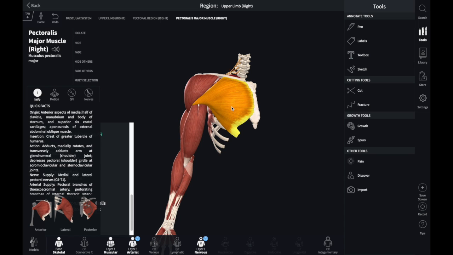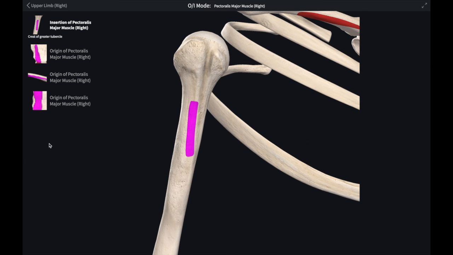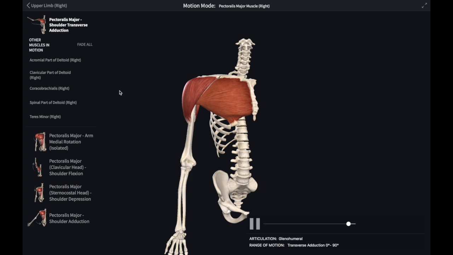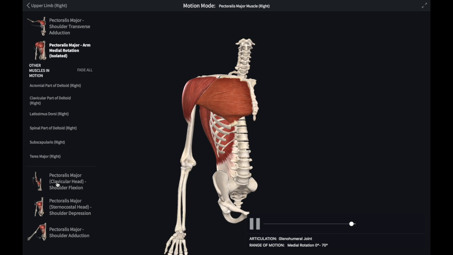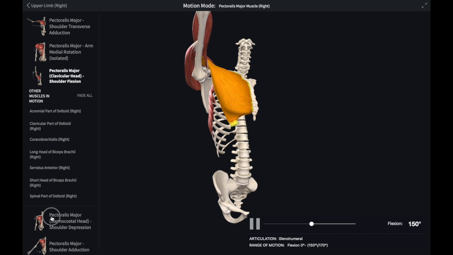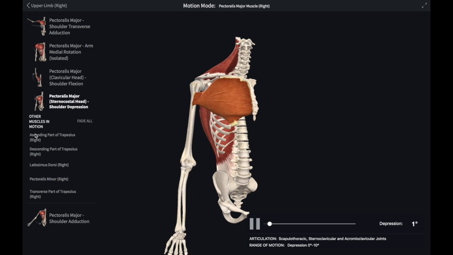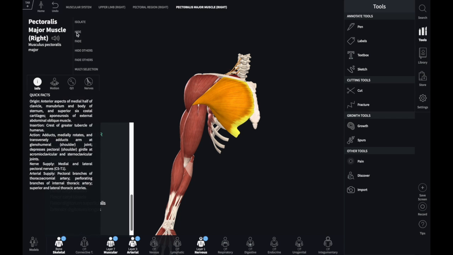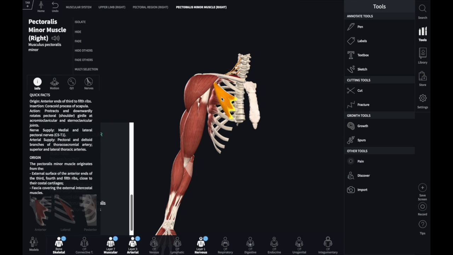Your pectoralis major muscle, its origin is the clavicle as well as the sternum, and the insertion is right along the ridge just inferior to the greater tuberosity of your humerus. The action, it's involved in adduction, medial rotation, flexion, depression, and adduction laterally. Next we have the pectoralis minor, just deep to the pectoralis major.